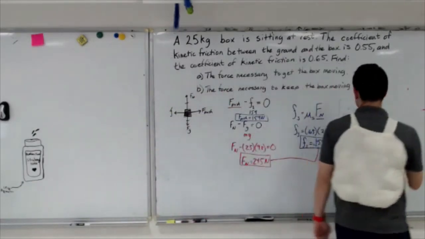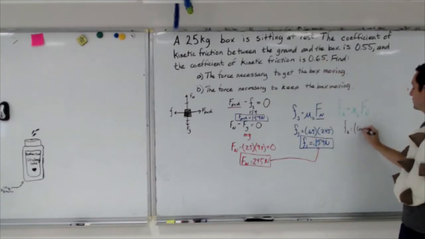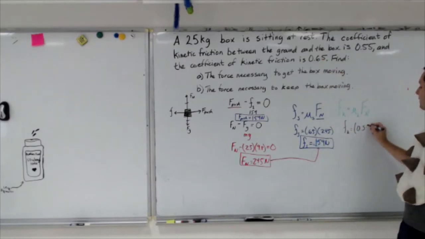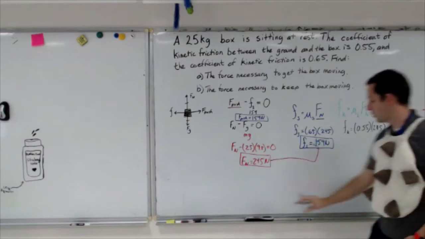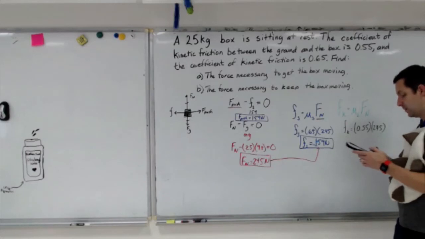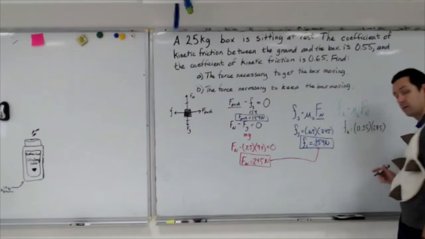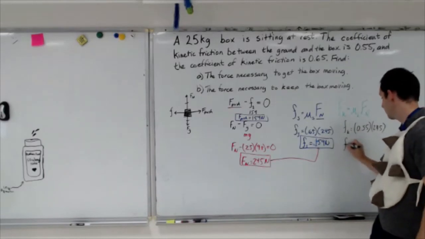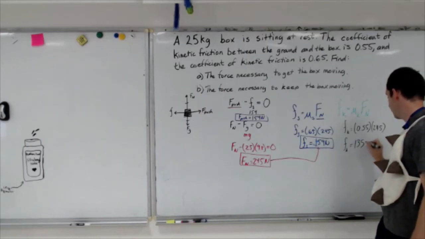All right, so let's go ahead and put those numbers in. We'll switch back to black just because it's a little bit easier to see. We'll say the force of kinetic friction is equal to the kinetic coefficient, which right here is 0.55, times the normal force, which we said was 245. And if I do 0.55 times 245, then I get 135. Again, rounding to three digits. So friction is 135 newtons.